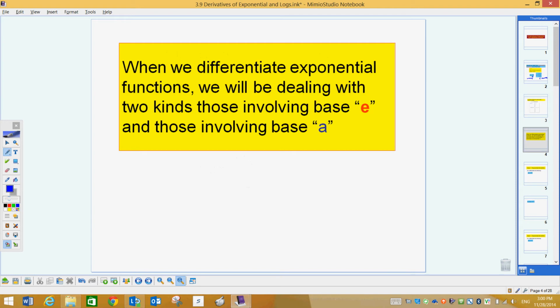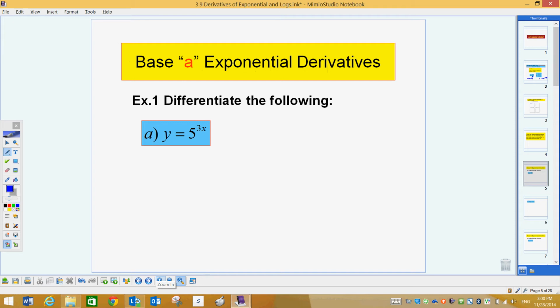Today we're going to learn how to take the derivatives of exponential functions that have a base e, which is our special constant, and ones we'll call base a, which is any number other than e. So let's go through a specific example, and then we'll look at the actual rule, or the general rule for taking the derivative of an exponential function.